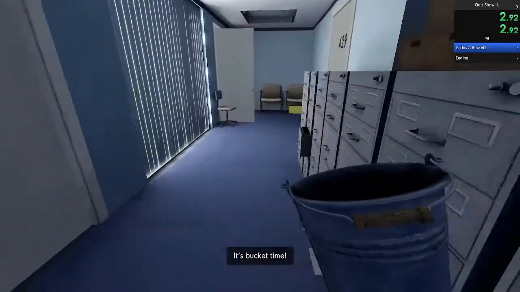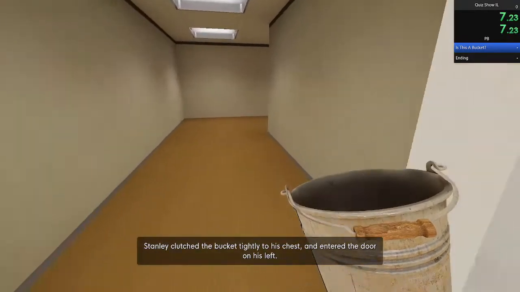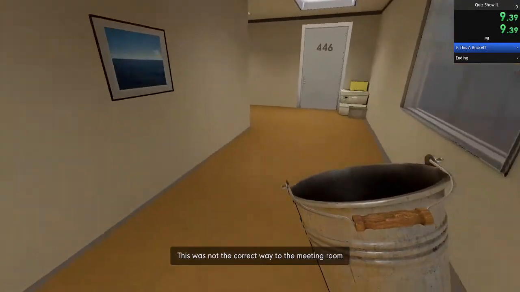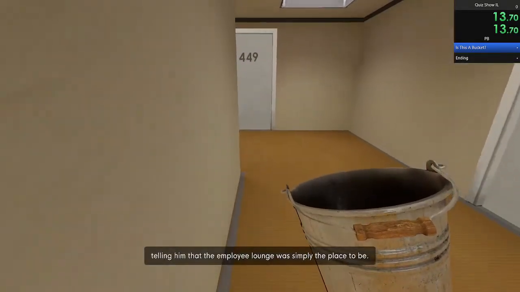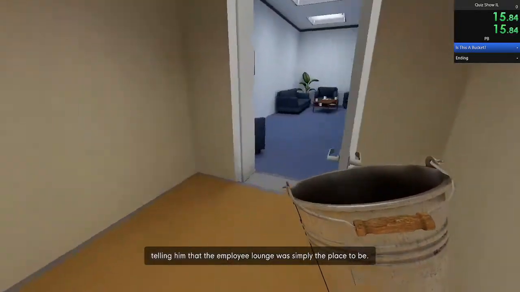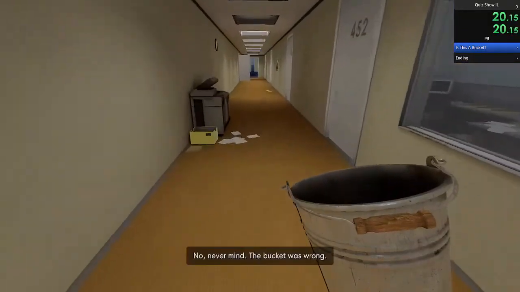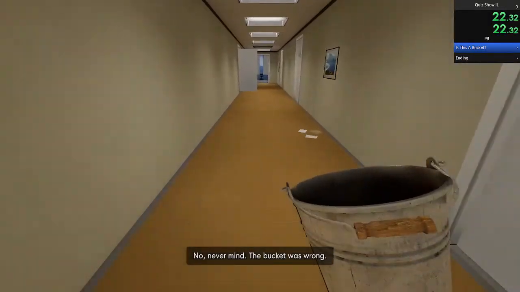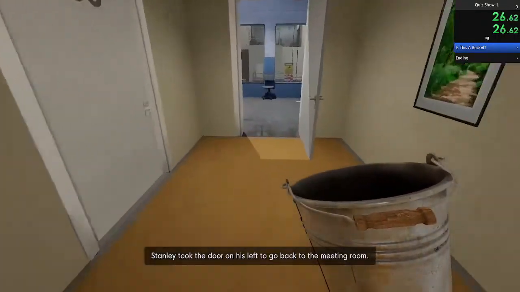It's bucket time. Stanley clutched the bucket tightly to his... This was not the correct way to the meeting room, but Stanley had felt the bucket calling to him, telling him that the employee lounge was simply the place to be. And here it was. Had the bucket turned out to be correct? No, never mind. The bucket was wrong. Stanley took the door on his left to go back to the meeting room.